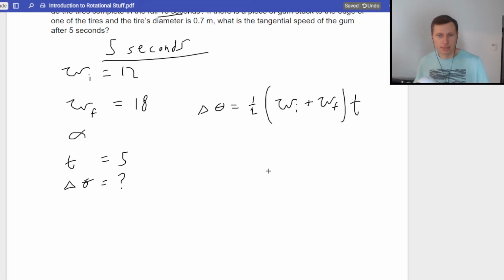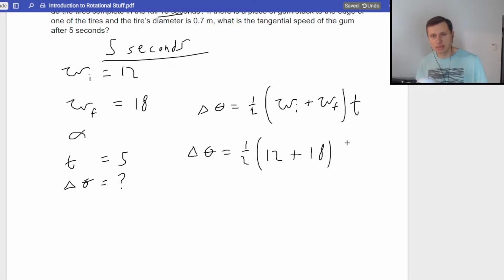So it's this equation right here. Now let's go ahead and plug in everything we know. So delta theta equals 1/2 times (omega initial is 12 plus omega final is 18) times a time of 5 seconds. We can just plug this in a calculator.